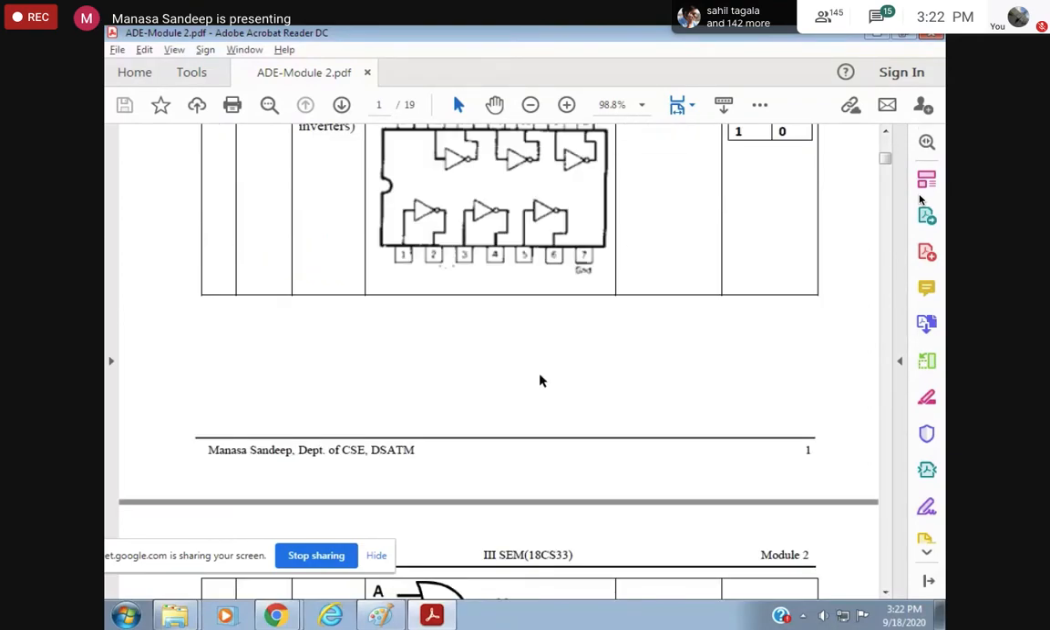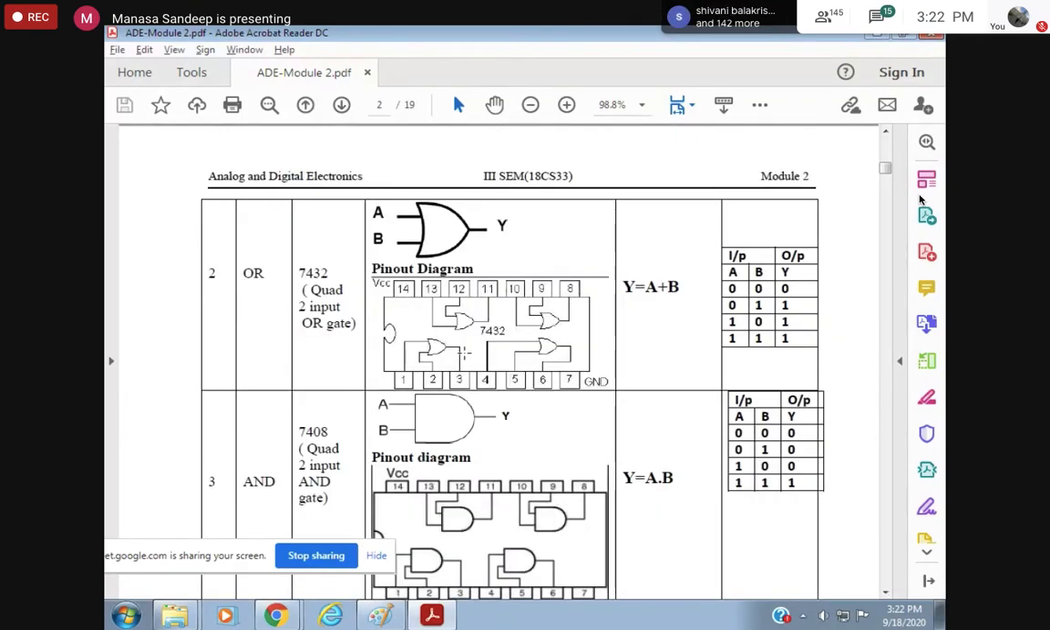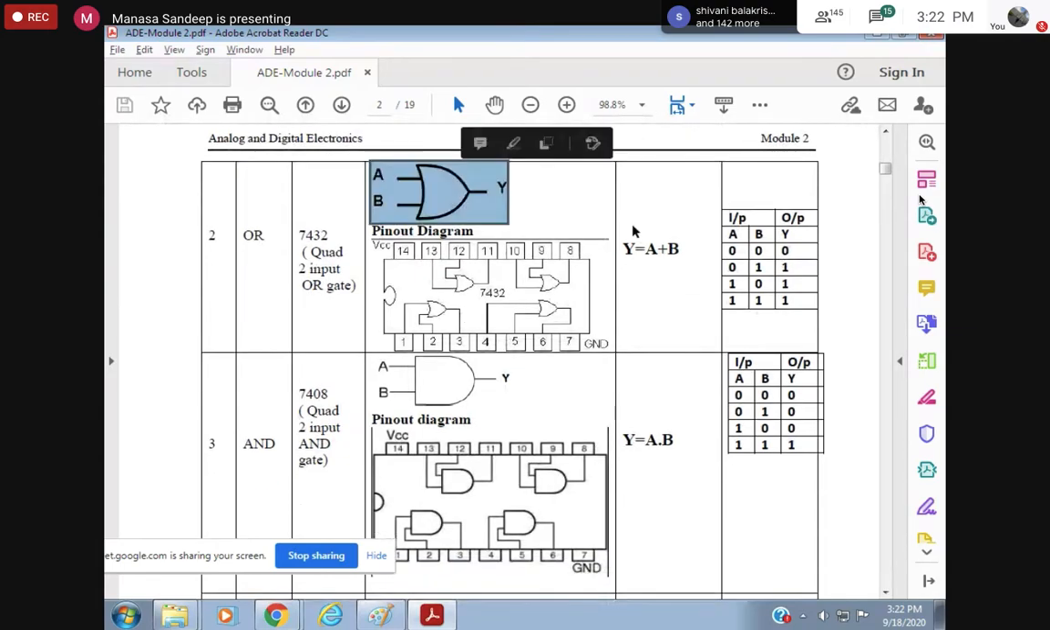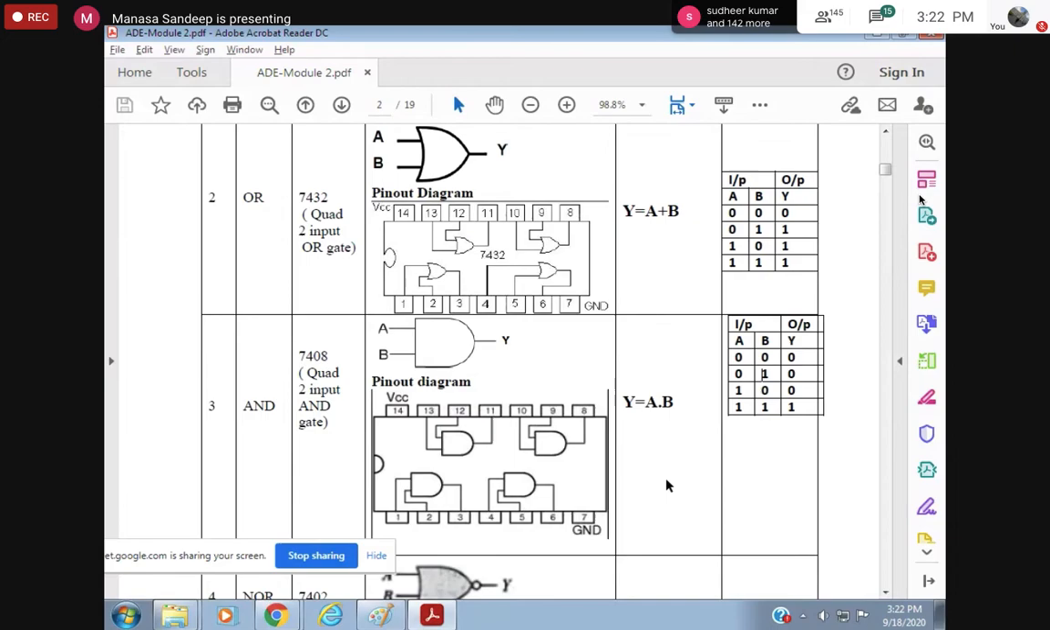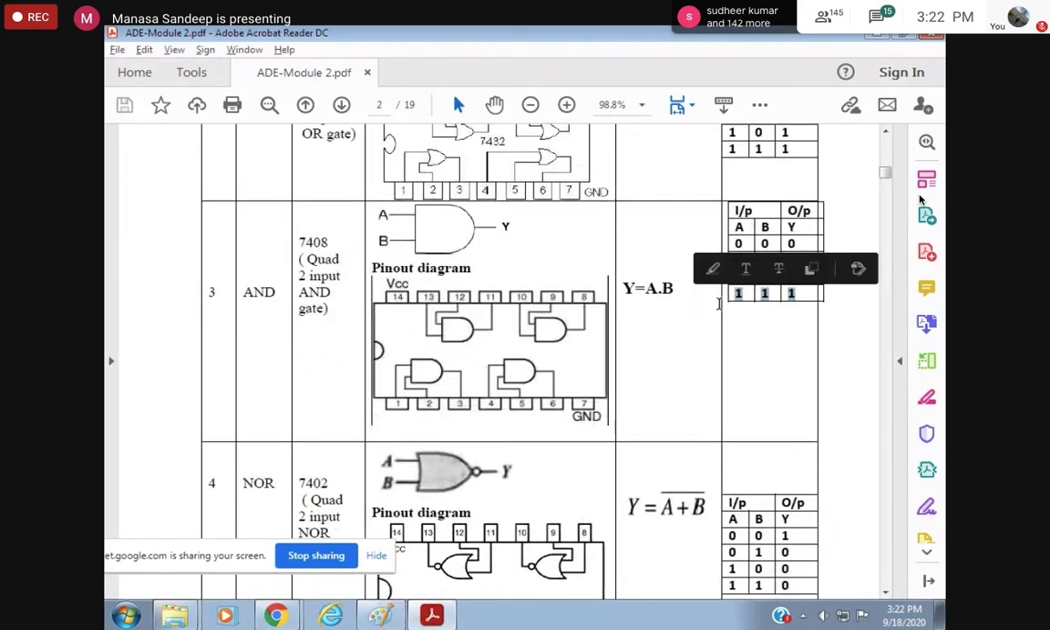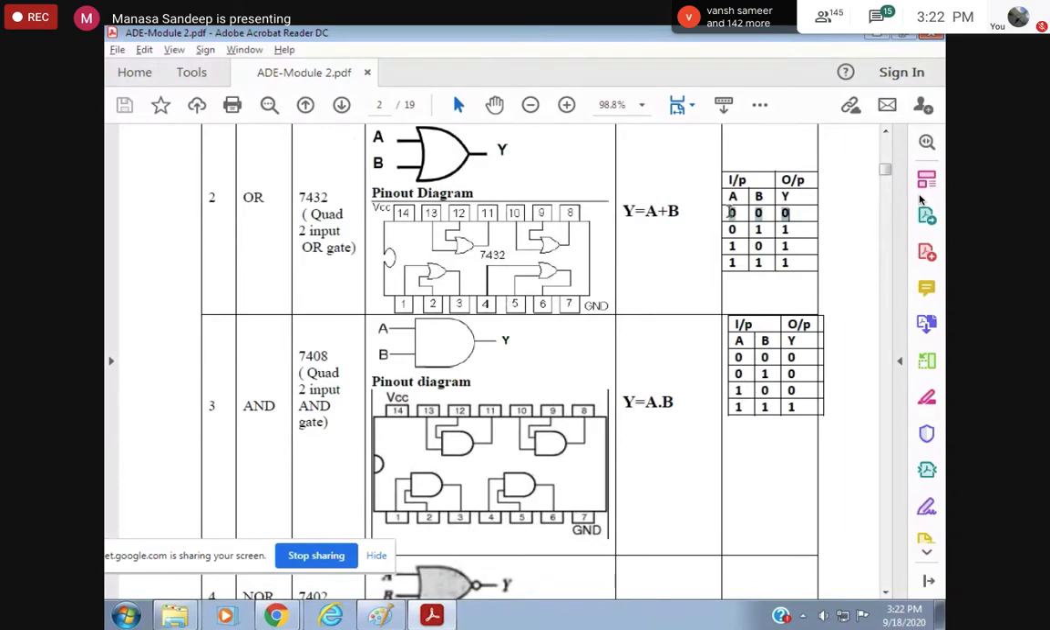Fine. So next, OR gate, symbol, expression. This is what it's going to do. AND gate, symbol, expression. What is it going to do? To get a high output, both the inputs should be high. This is how you will tell me when I ask you the AND gate operation. When both the inputs are low, the output will be low, else the output will be high. This is how you have to tell me when I ask you how the OR gate works.